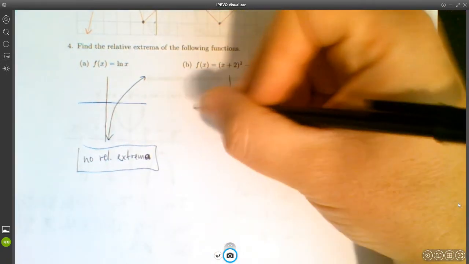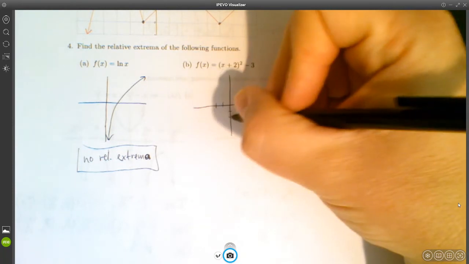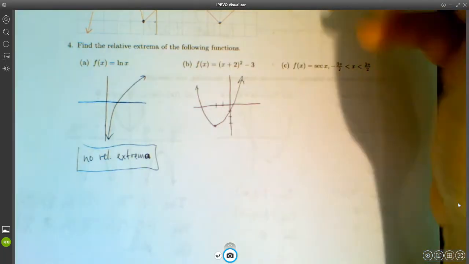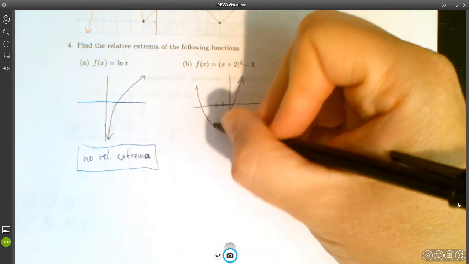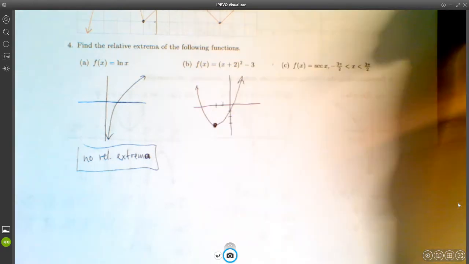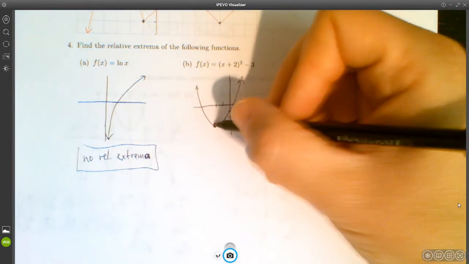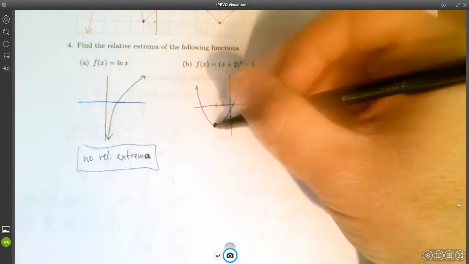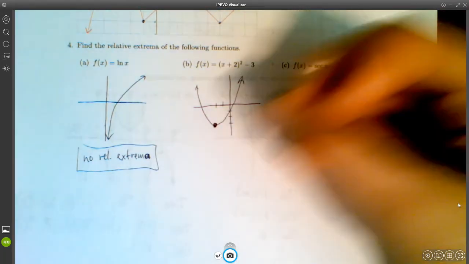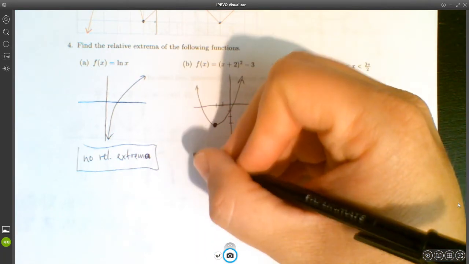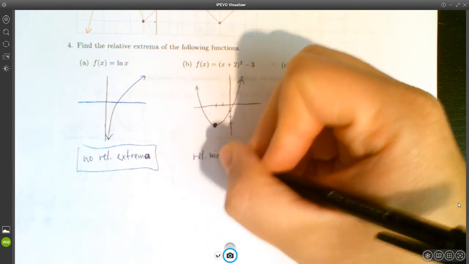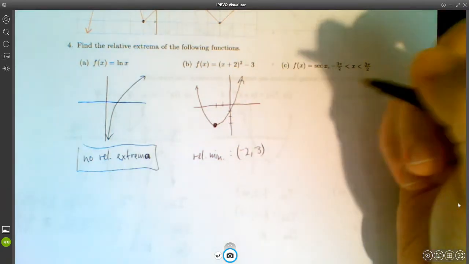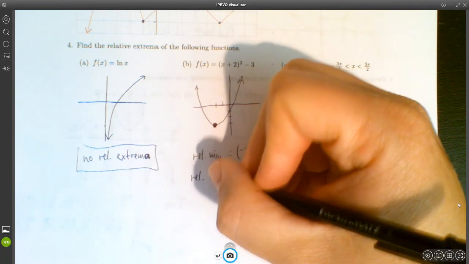This one was a parabola. It's a parabola with vertex -2, -3. So it looks something like this. So this point right here, the vertex, is a relative minimum. Actually, it's the absolute minimum of this graph. This graph never gets below that. So it's an absolute minimum, but it's also a relative minimum. So we can say our relative minimum is the point -2, -3. Relative maximum, there is none.